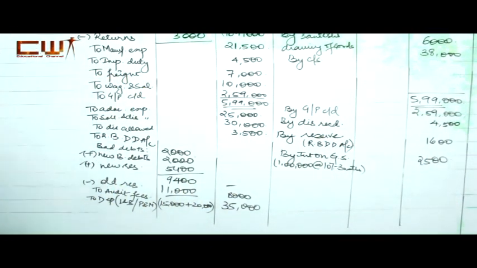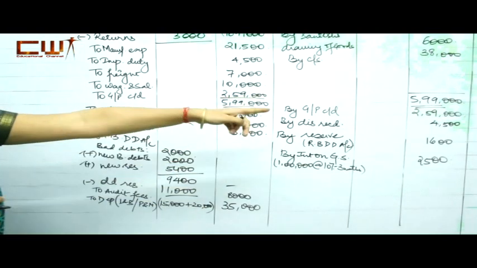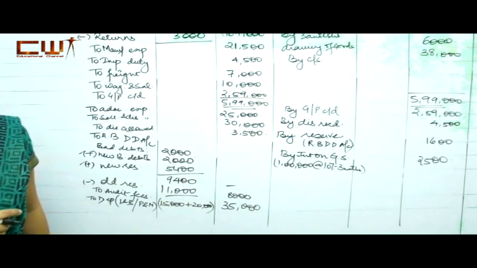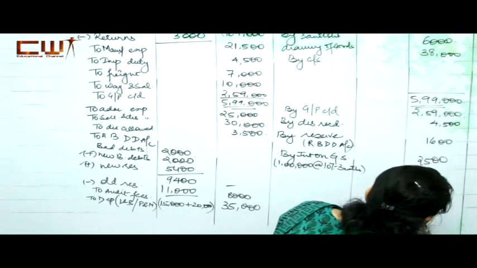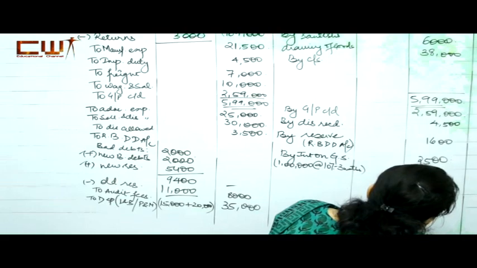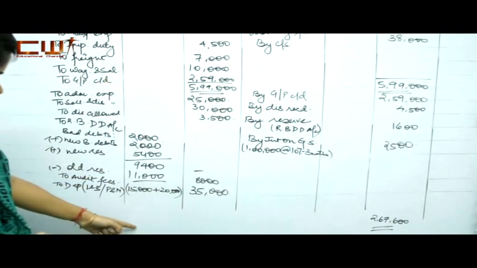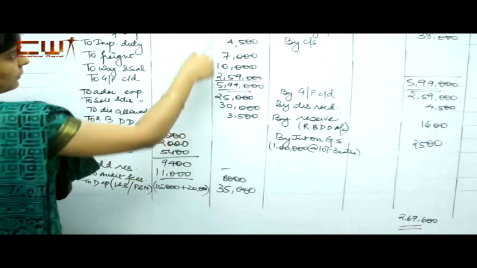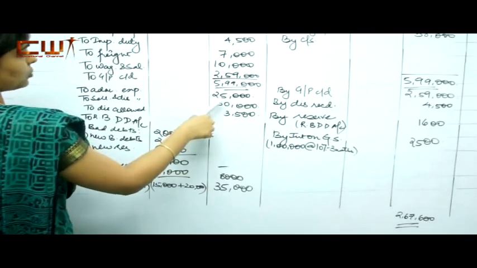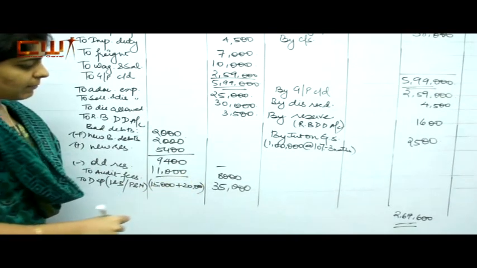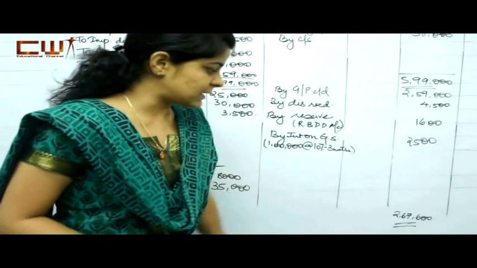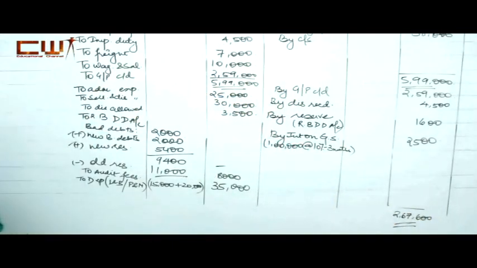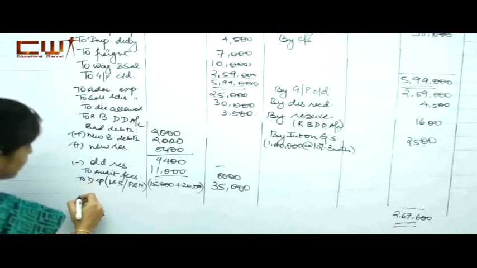What next? Anything else needs to be mentioned? No. After doing this, you calculate the total of that column, that is 2,59,000 plus 4,500 plus 1,600 plus 2,500, that will give you 2,67,600. Alright, then you calculate this here also. You have 25,000 plus 30,000 plus 3,500 plus 8,000 plus 35,000, and whatever you get you subtract from 2,67,600, you will get a balance, that is a net profit of 1,66,100.